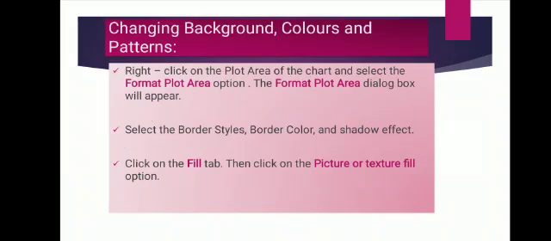So the steps for changing background colors and patterns are: right click on the plot area, then the format plot area dialog box will appear. Then select the format plot area. It will give you options for changing border style, border color and shadow effect. Click on the fill tab. In the fill tab, click on picture or texture fill. Now select the texture button and choose the required texture from the displayed choices. Several choices it will show you. You have to select according to your choice. Now after completing the formatting, click on the close button and observe how it changed.